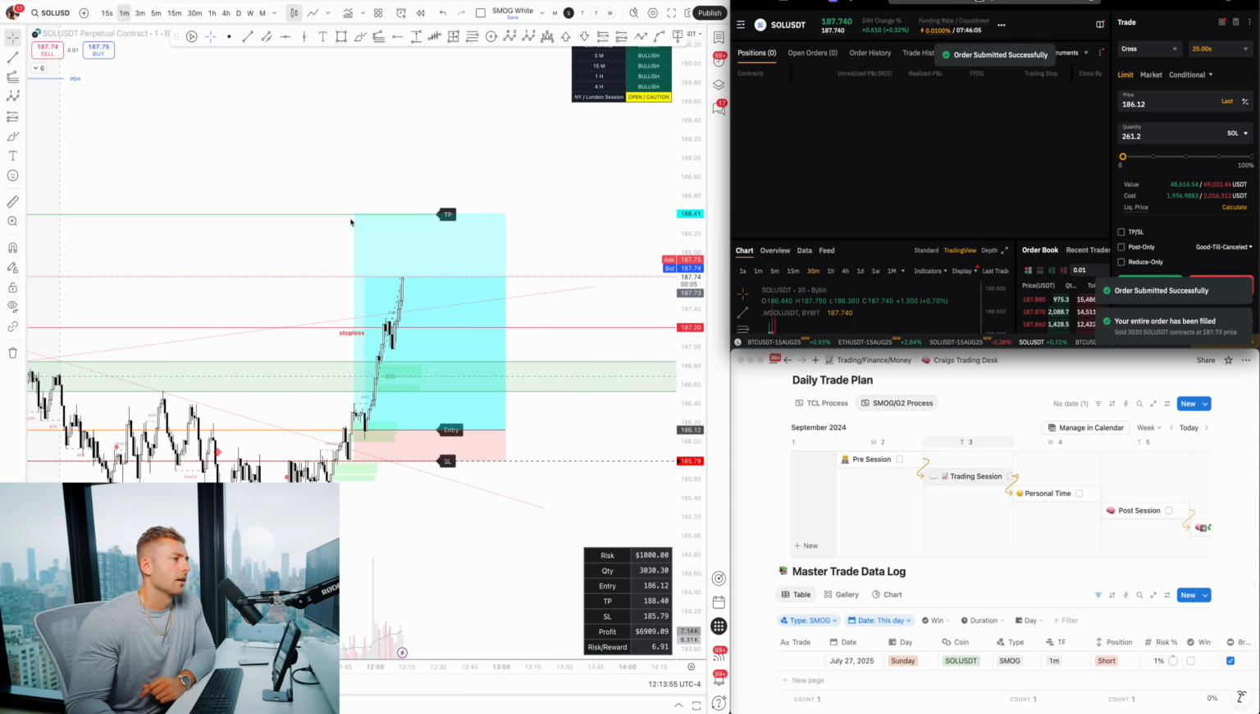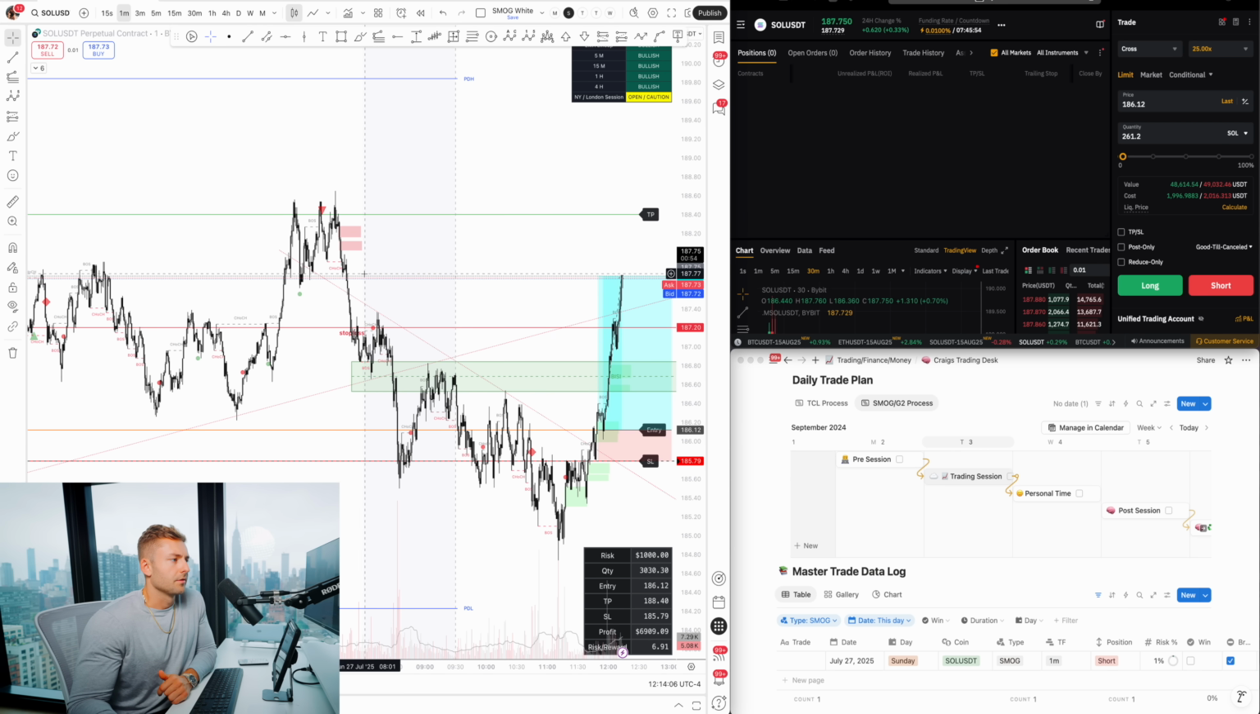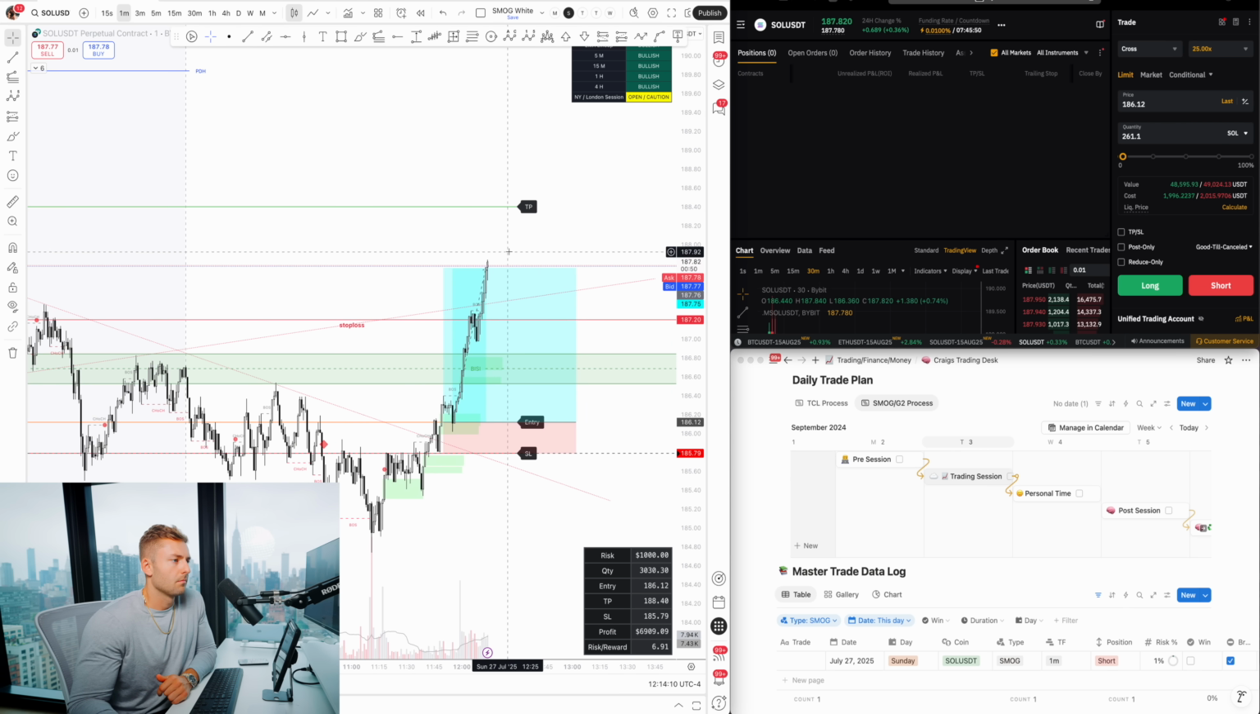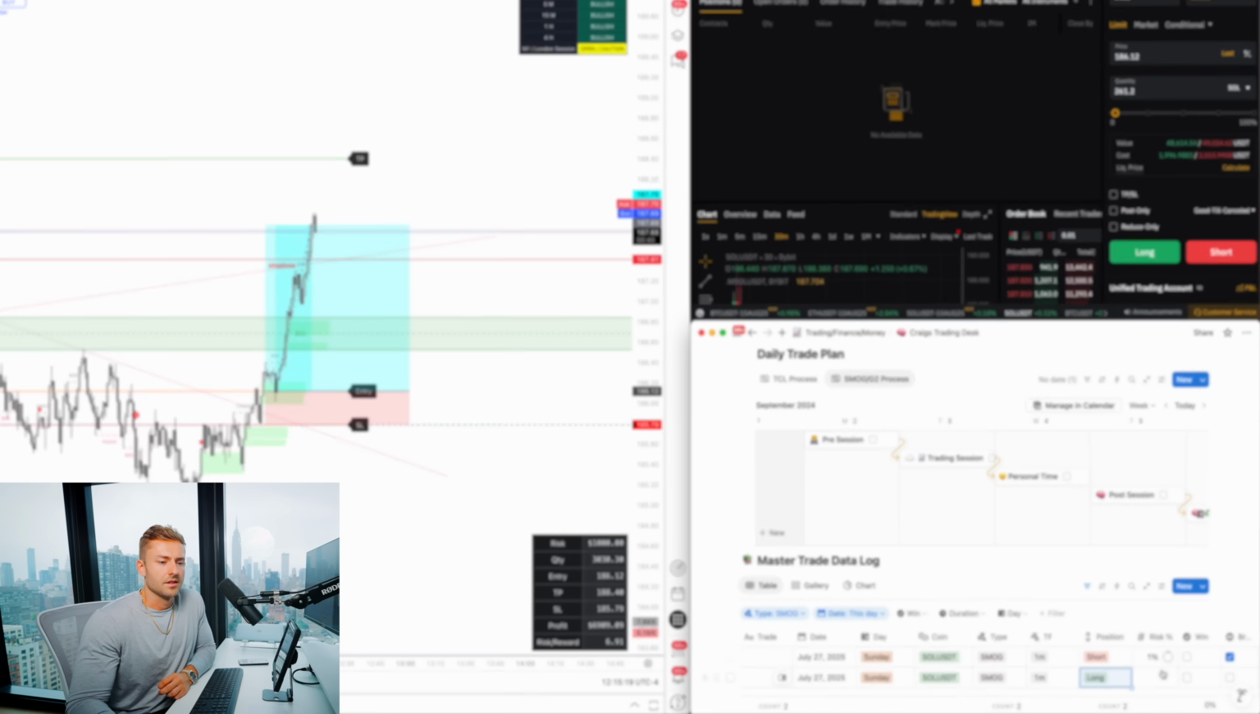All right, so I'm fully out. Beautiful trade. We're coming into a lot of resistance here overall. So it could move up more, but yeah, taking the trade off. Beautiful trade. All right, so now I'm just journaling my trade.